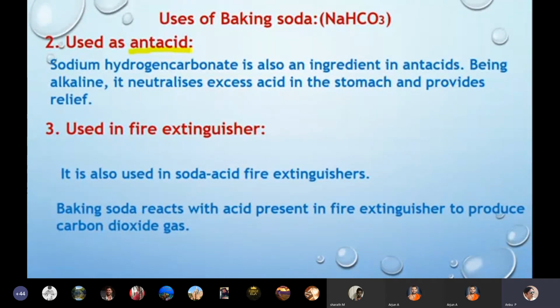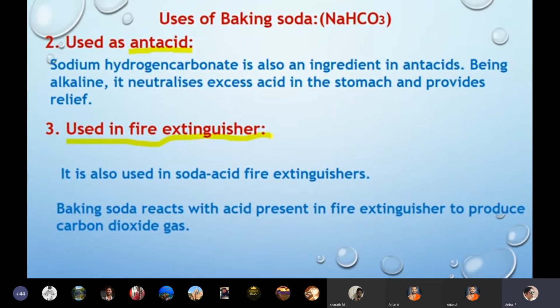The third point is that it is used in the fire extinguisher. We all know there are three types of fire extinguisher. If you look at a fire extinguisher, it is labelled capital A, capital B, and capital C. Capital A is called the soda acid fire extinguisher. Capital C represents dry ice, which gives only dry carbon dioxide gas. In the soda acid fire extinguisher, they use baking soda.